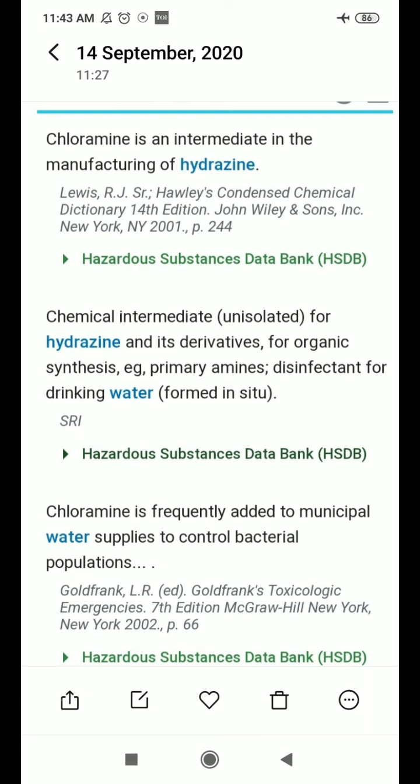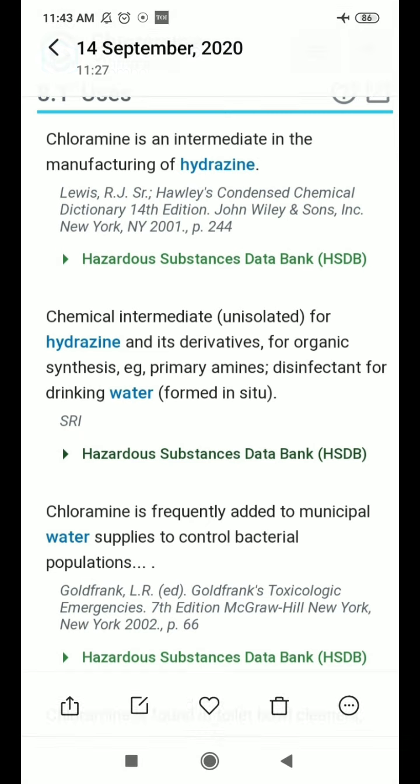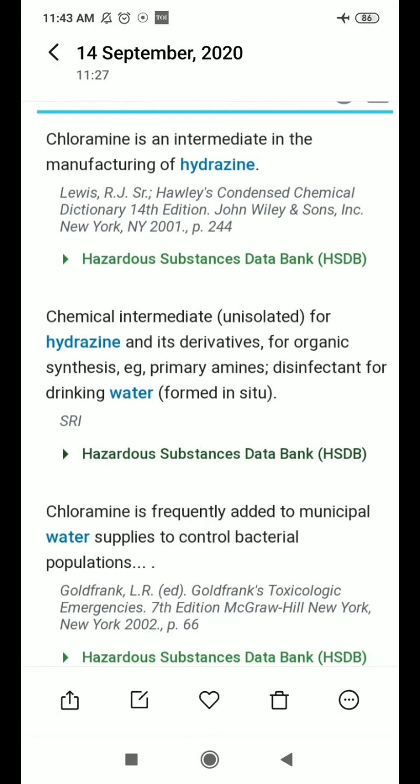What are the different uses of this chloramine? Chloramine is an intermediate in the manufacturing of hydrazine. Okay, it means chloramine can be used in the preparation or synthesis of hydrazine, which is required for the synthesis of different organic molecules or medicinally important molecules. For that purpose, chloramine can act as an intermediate. Just keep in mind that this is for your organic chemistry purpose.